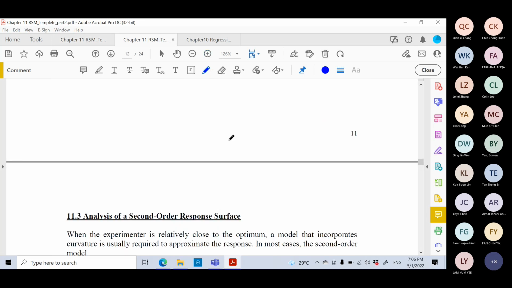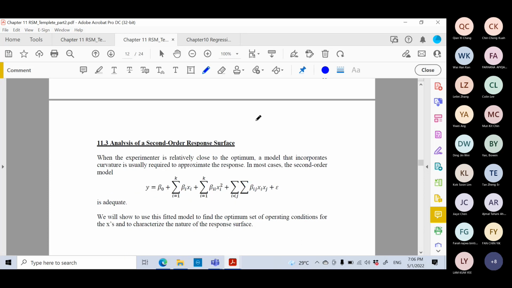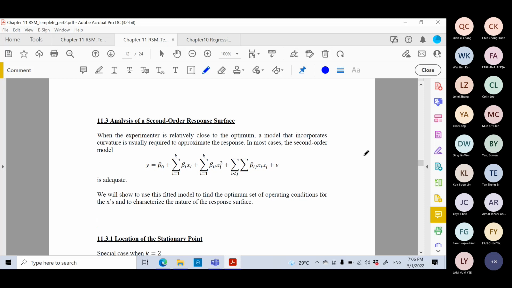The second part of the notes here will be given by the second order. Just now we have seen the first order. Now we go for the second order. Okay. In the second order, when you have a quadratic term involved in your model, then we can locate the stationary point, because it can be the maximum, it can be the minimum, or it can be the saddle point. Okay. So this one is a quadratic, second order response surface model.